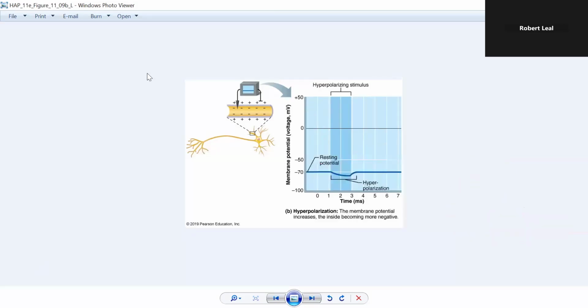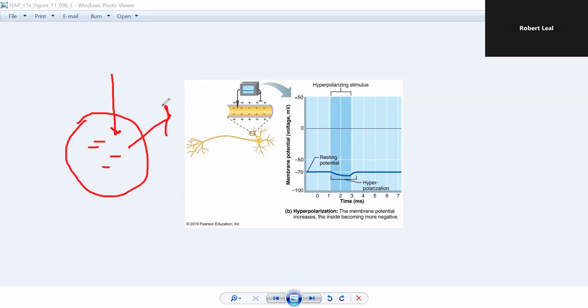Anytime the cell, for whatever reason, falls below minus 70 millivolts inside, that is going to be referred to as hyperpolarization. How can the cell become hyperpolarized? It is when negative ions come in from outside or when positive ions leave from inside the cell, then it's becoming more negative. That's called hyperpolarization.